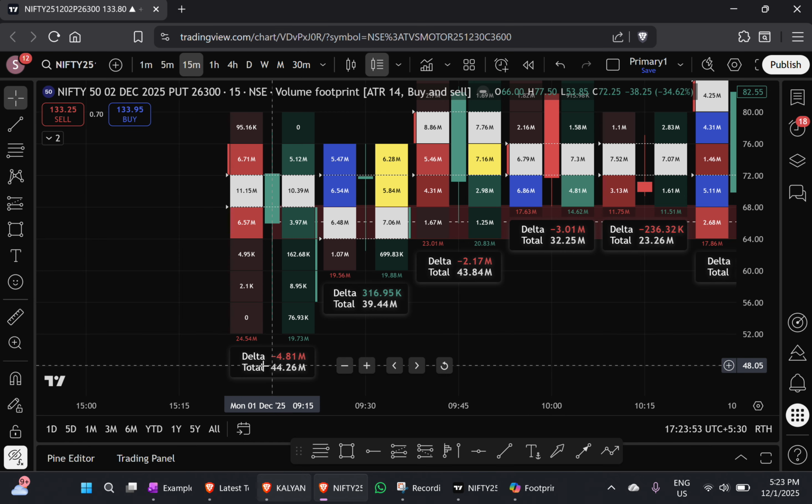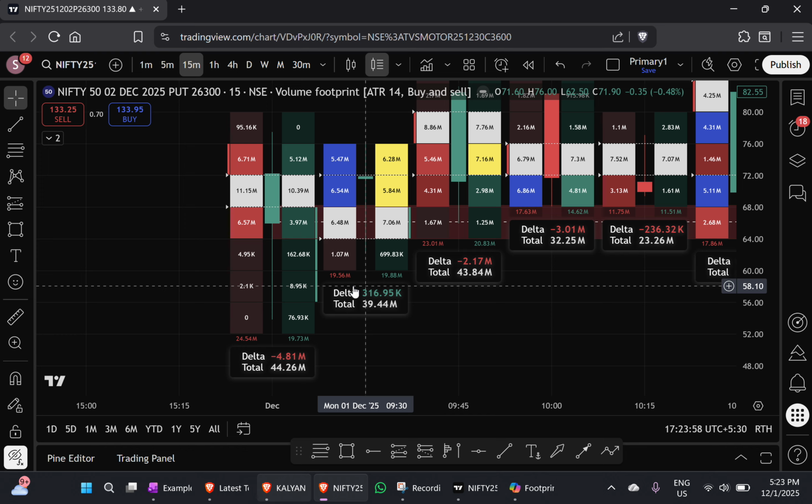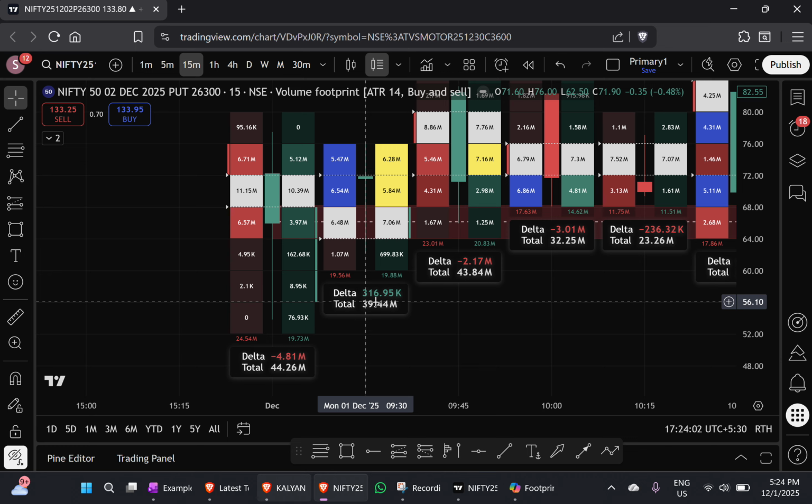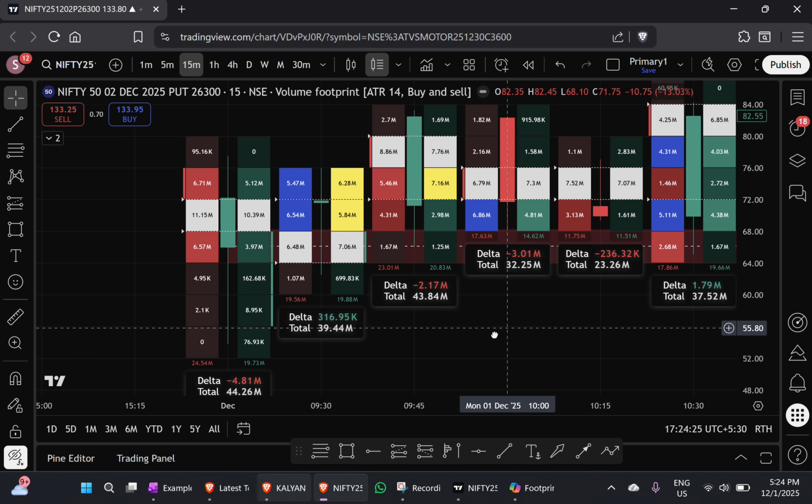In the next 15 minutes, you see 4.81 million to 316K. It's clearly convincing me that that many contracts were sold down from here to here, and then people started buying it. In this particular candle, 316K, people started buying. Maybe whoever sold started buying, but the POC is saying that it is still the sell side only. But the yellow boxes here show high buying volume, and there is high selling volume also, the violet colors, and the POC is shifting down. So just wait for that.